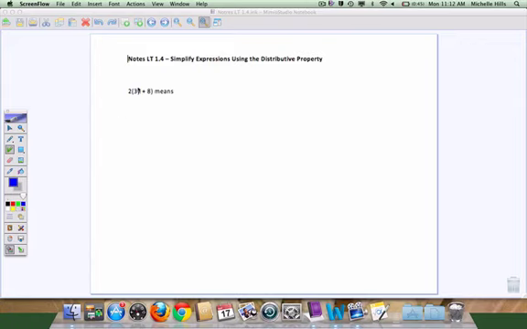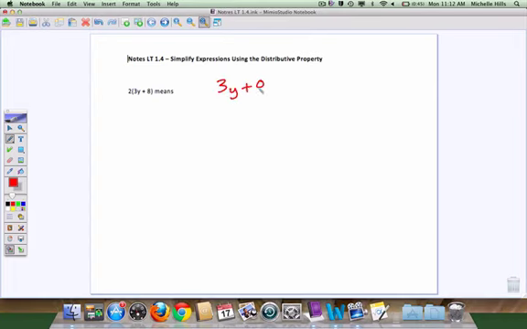Today we're going to be looking at the distributive property. Now it's easier to think of this in terms of positive numbers, but we will also be dealing with some negative numbers later. This says 2 times the quantity 3y plus 8. If we think of what that really means, it means I have one 3y plus 8, and then I have a second 3y plus 8.